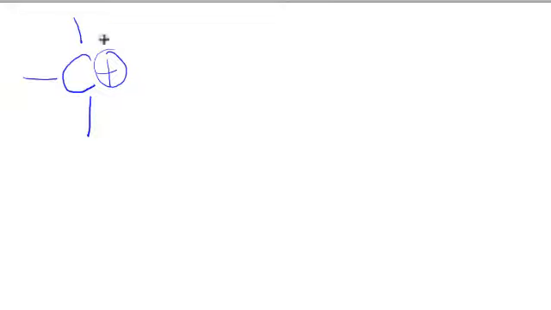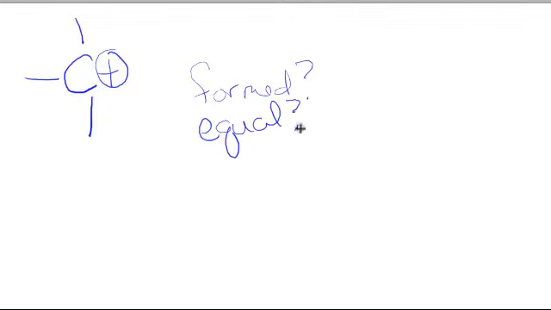So we're going to address 3 different things in this tutorial. How are carbocations formed? Are all carbocations equal? So, if not, why not? And finally, what do carbocations do?